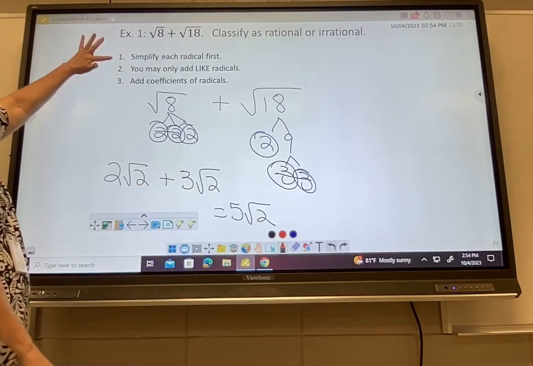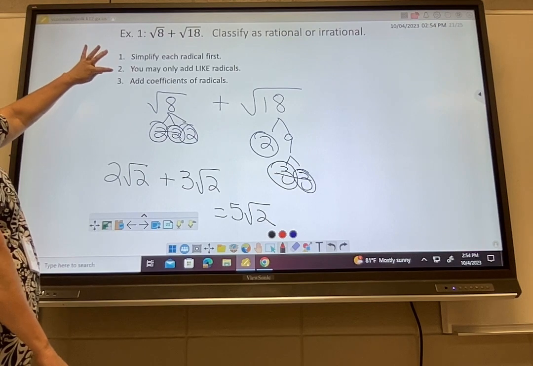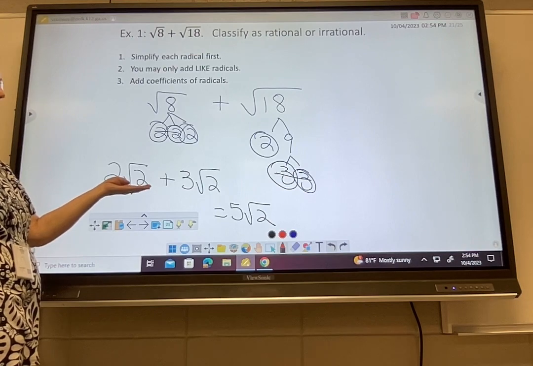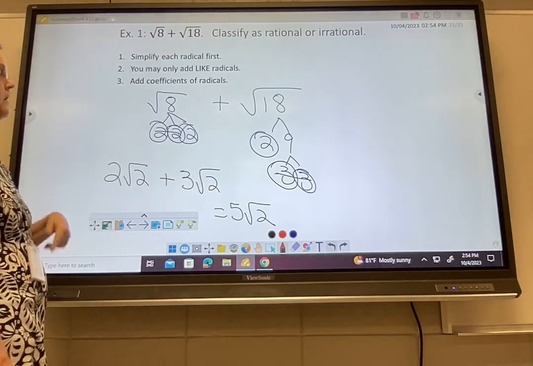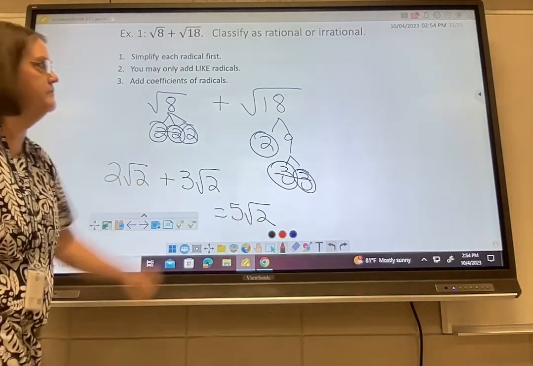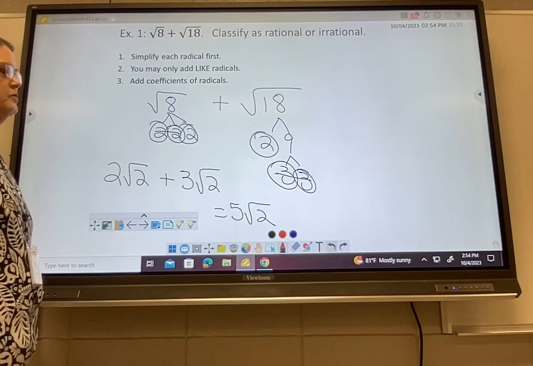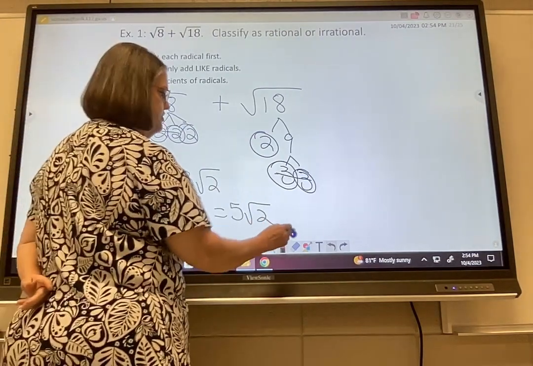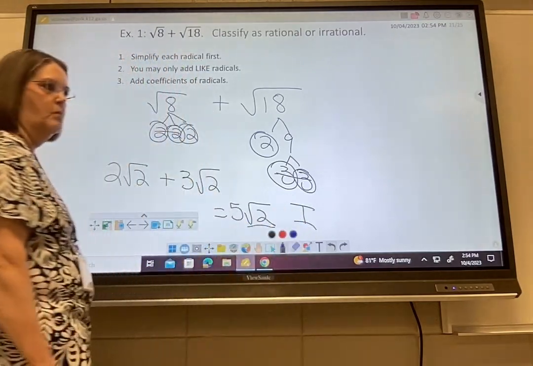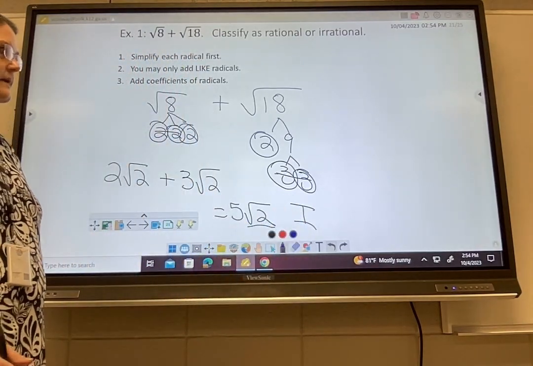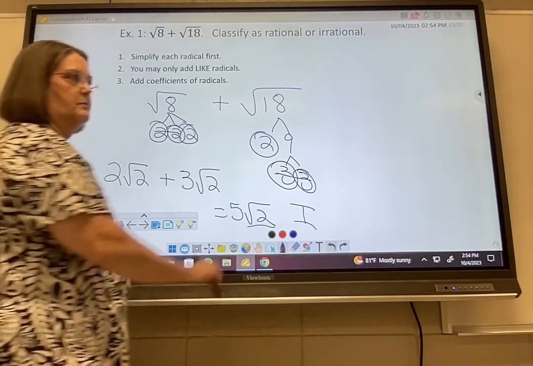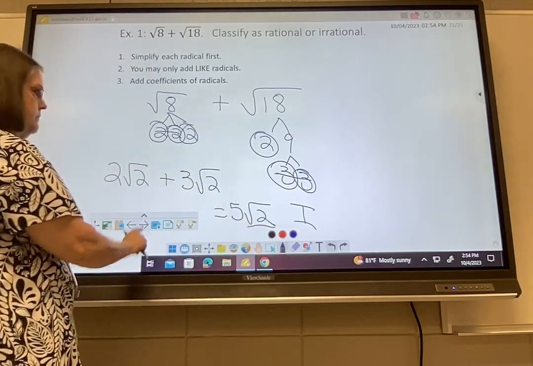Once I simplify each radical, you add only like radicals. They have to be exactly the same. So I can only add the square root of 2 with a square root of 2. So now I add my coefficients. 2 plus 3 is 5 onto the square root of 2. Then, is this rational or is it irrational? It is irrational because I have a radical left over. Remember, you can put this in your calculator as well, and then hit equals and hit the SD button and see what it does. It'll fill your calculator up, and the decimal will not repeat and it will not terminate.